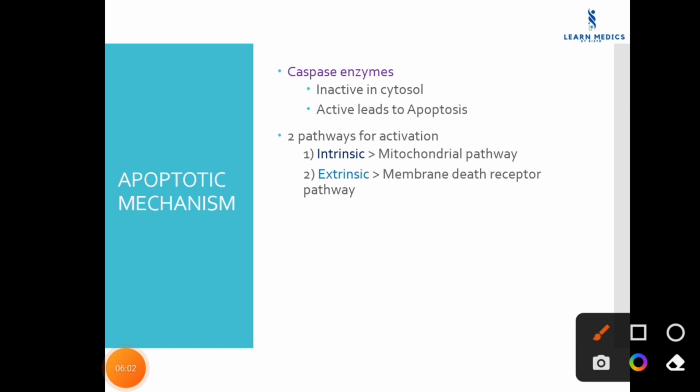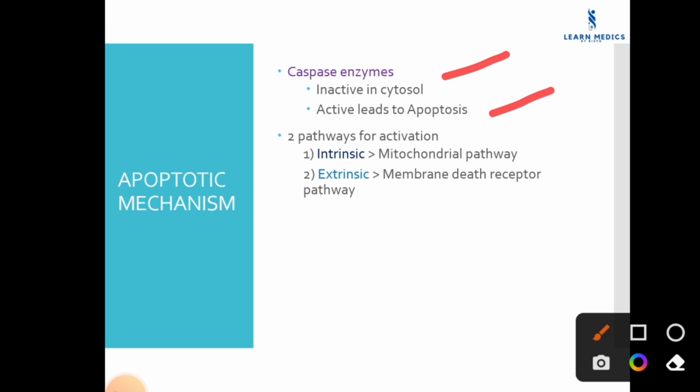Till now, we have discussed the basic concepts and the causes of apoptosis. So how does apoptosis occur? How does a cell carry out programmed cell death? Initially, the main thing we need in the cell is the caspase enzyme. It is inactive in the cytosol, present in the cell but in inactive form. But later, a stimulus leads to activation of the caspase enzyme, which leads to apoptosis.